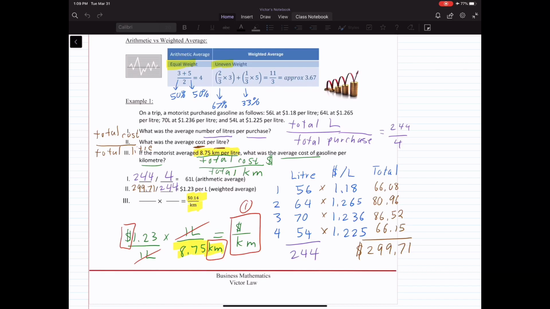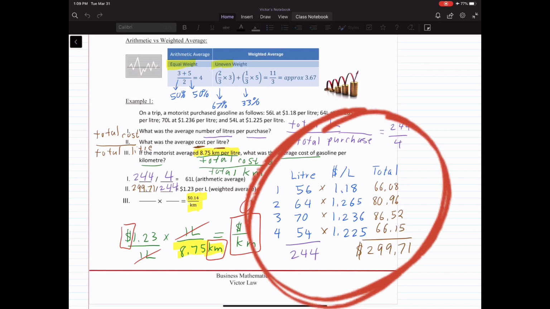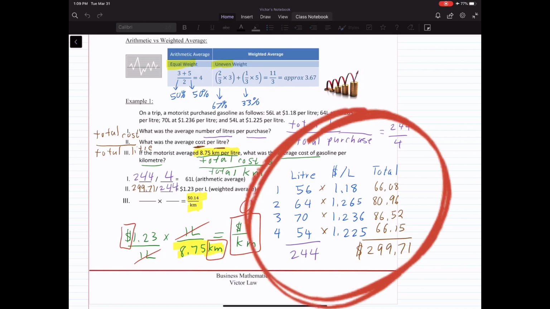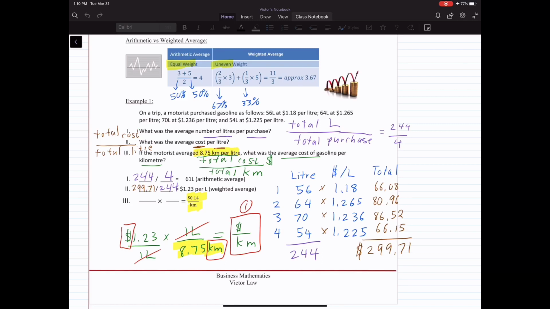So our first step is to create a table with 3 columns. We have a liter in the first column. In the second column, we have the dollar per liter. And in the third column, we have the total amount per transactions. And in part 1, to calculate the average number of liter per purchase, we're going to take the total liter divided by the total purchase. Okay, so to calculate average is just total divided by total.